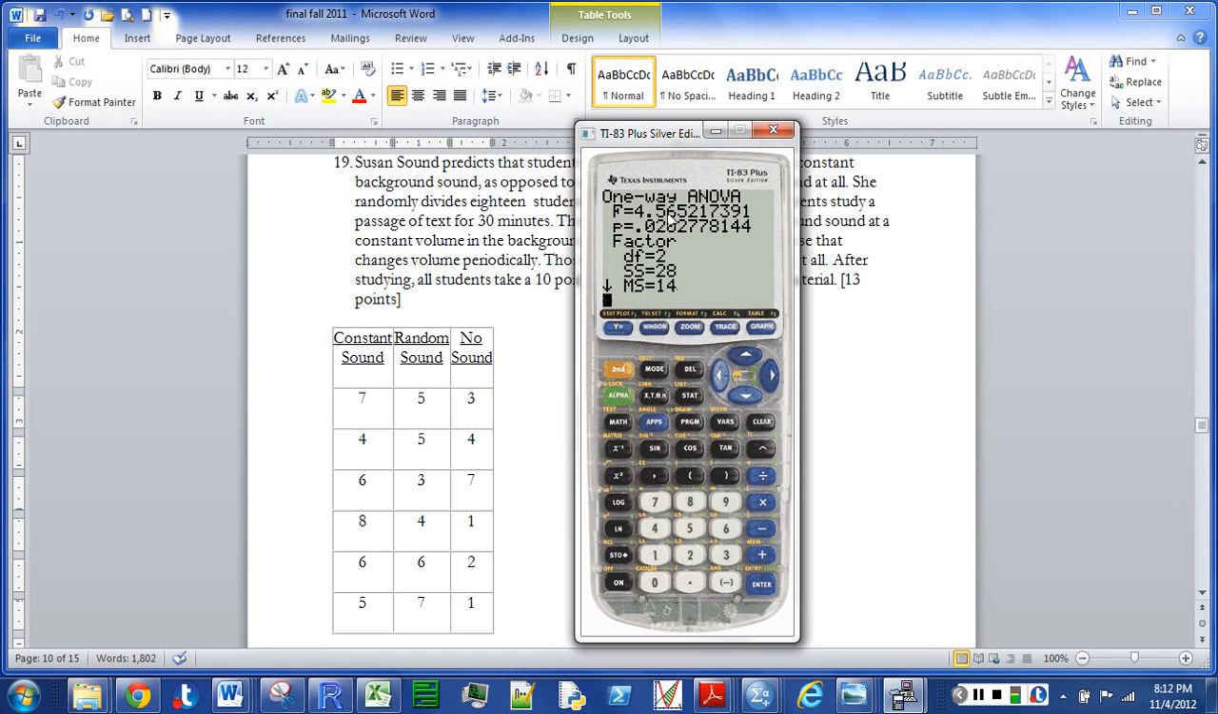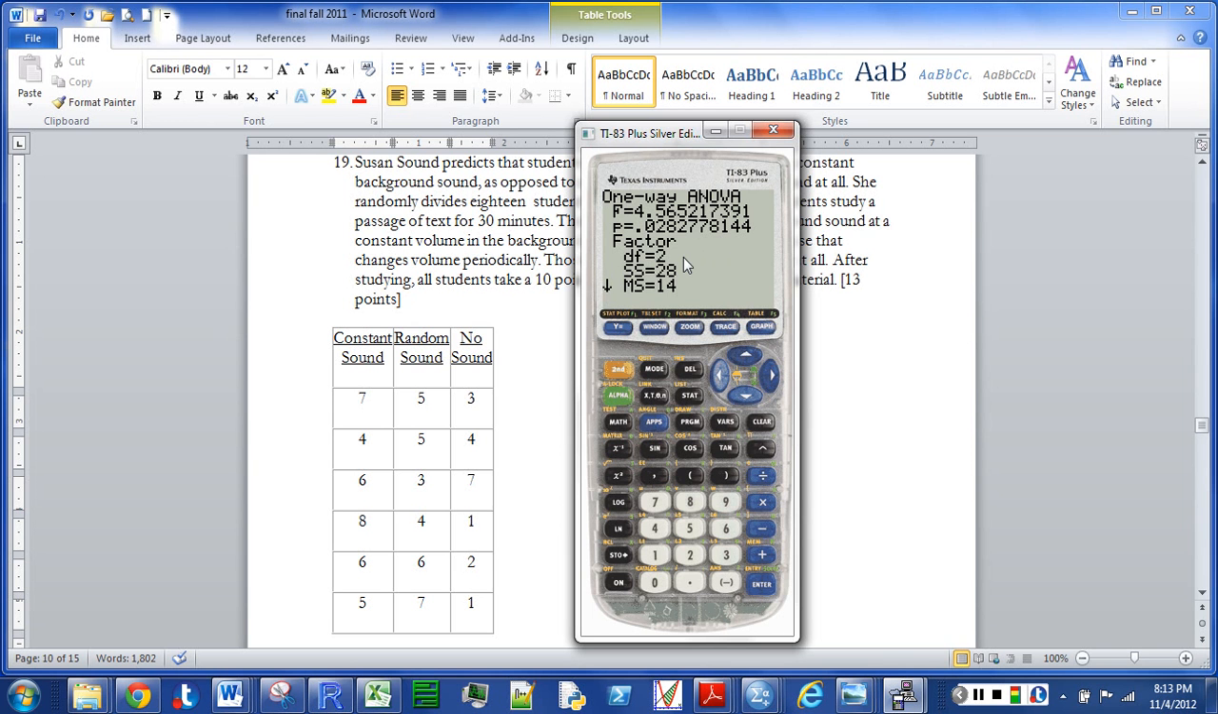There is the F-test value, 4.56, and a p-value, 0.028, so we would reject at the 0.05 level. And then the TI calculator calls this factor. That's the same as treatment. Some will call it group, between groups, treatment or factor; they all come down to the same thing.